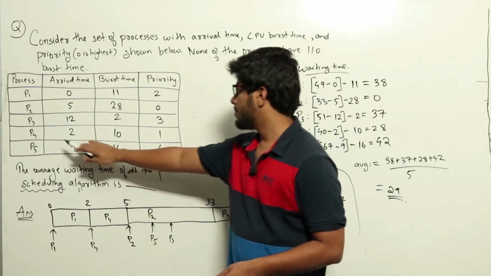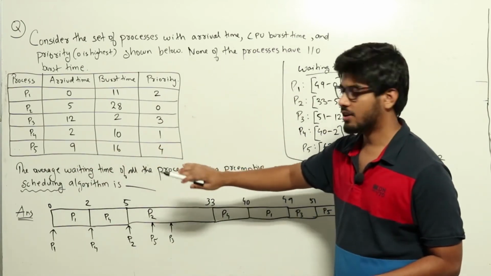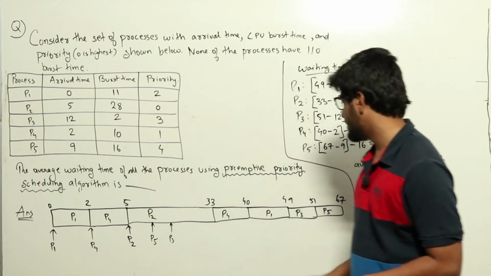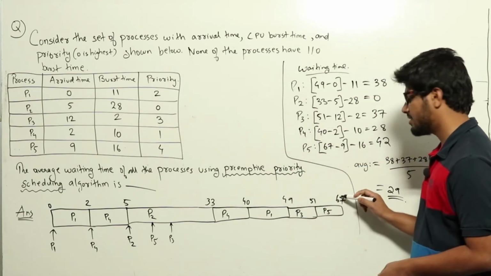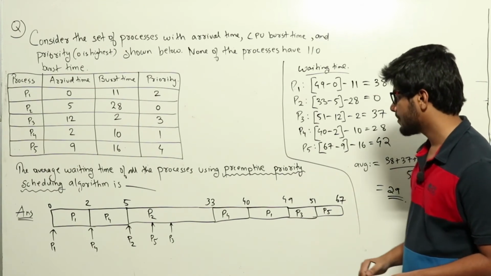After that, P5 will run. P5 had the lowest priority. Now we will run P5 for 16 milliseconds. So starting from 51, for 16 milliseconds it will run, meaning till 67, P5 will run.